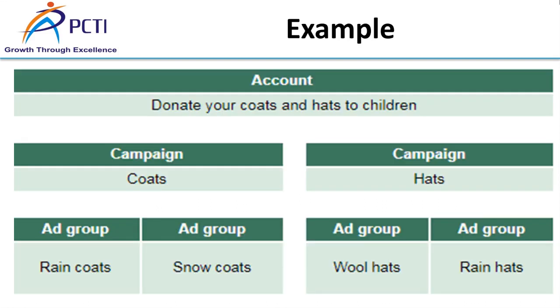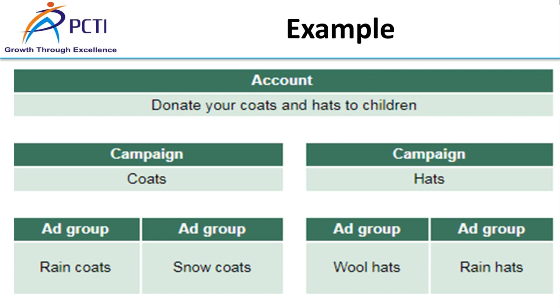your pool. Now there is an example that displays an account that we have created to donate coats and hats to children. So what we have done after setting up the account with the AdWords campaign, we have bifurcated the entire concept into 2 different campaigns. One is meant for coats and another is meant for hats.